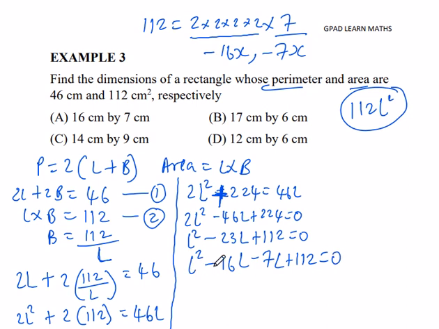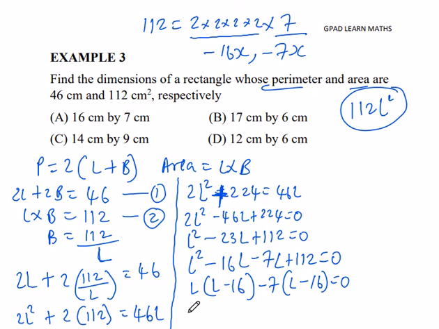So pick these first two terms and factorize. What's common? L is common. So this should give you L minus 16. Then what's common here? 7 is common, minus 7, so minus 7. And this should also give you L minus 16. Everything is equal to 0. Now why am I doing this? Because minus 7 times minus 16 will give you plus 112.